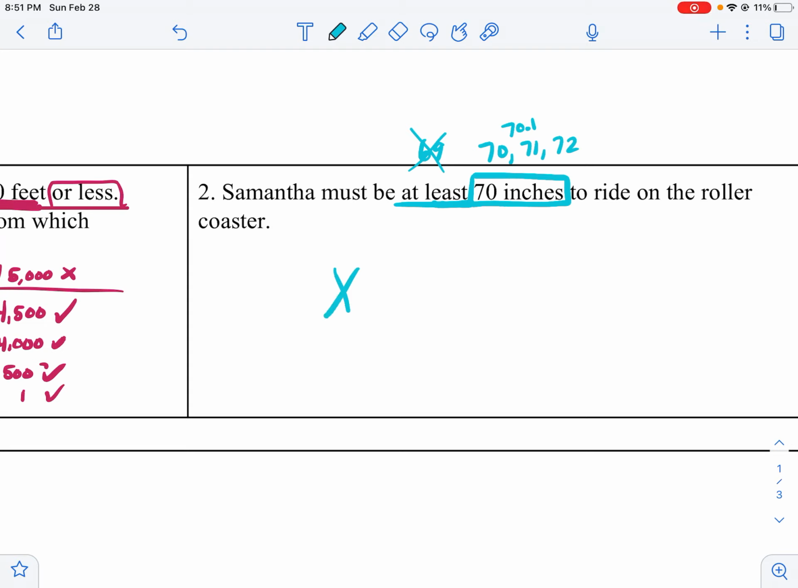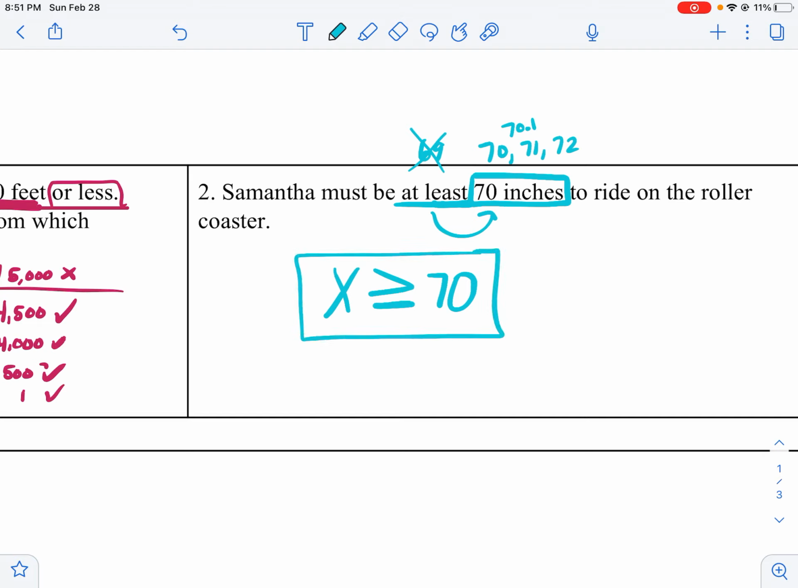So Samantha's height, x, whatever it might be, must be bigger than 70. And when it says at least, it's also including the 70 as well. So we want to draw the line underneath to indicate that she can be 70 as well. She could be 70, she could be anything higher.